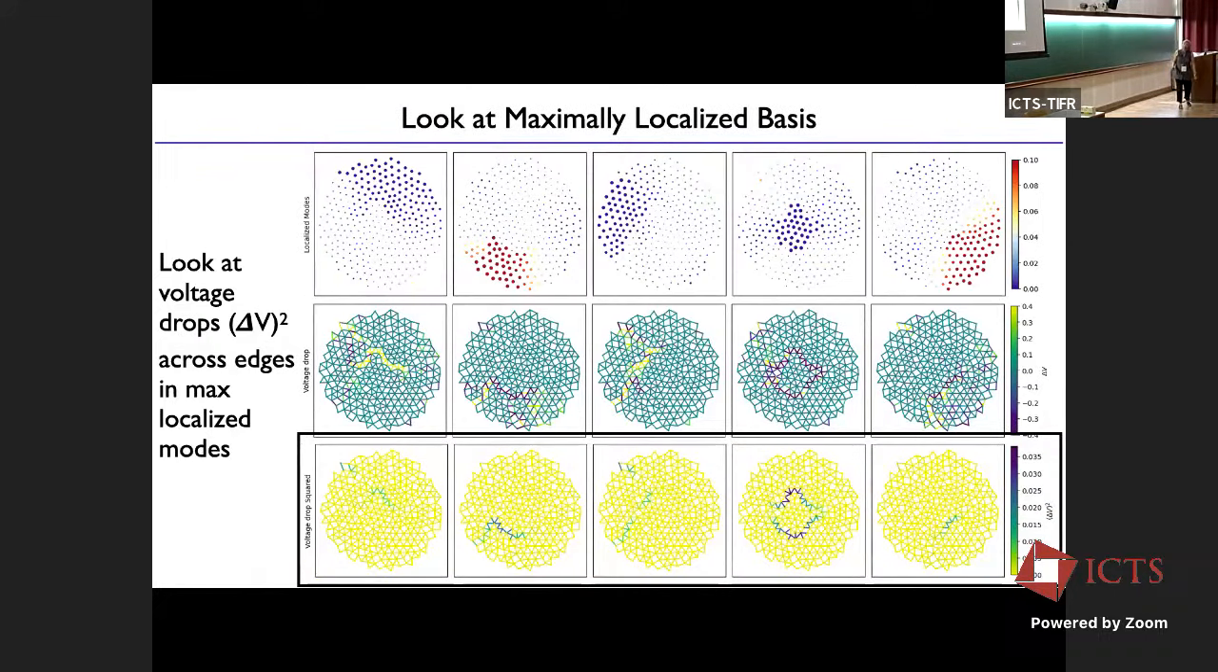If you look at each one individually, I have this sector. These are pictures of voltages. Now I look at voltage differences across each edge of the network. What you see is that some are bigger. And if I square that, so I don't care which are positive and which are negative, you see these regions of high voltage drop, these lines of high voltage drop emerging.